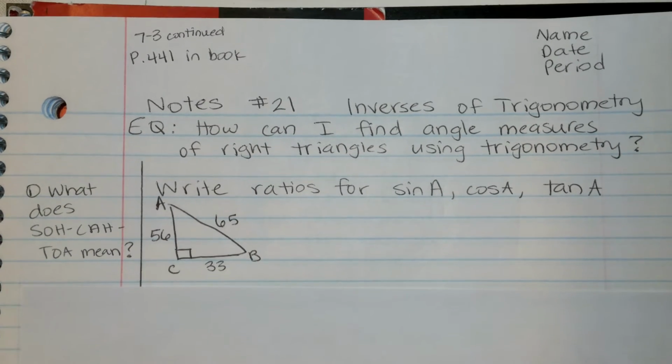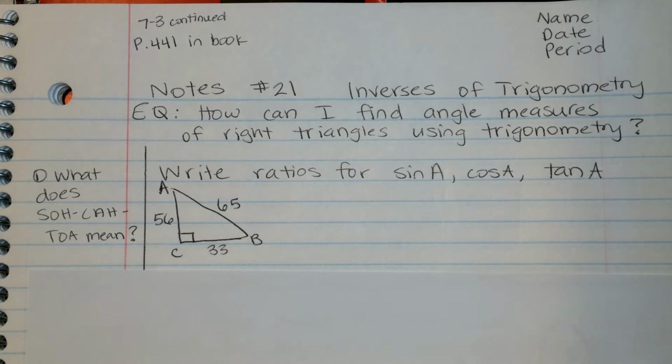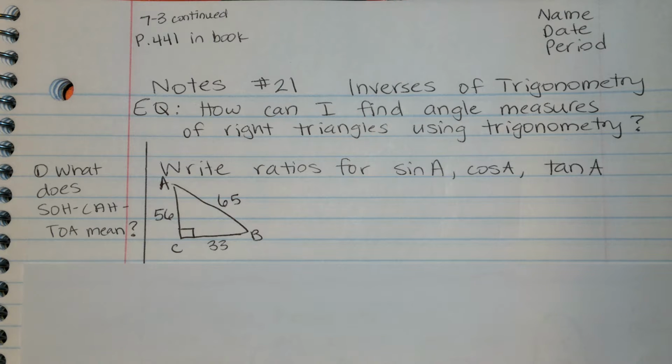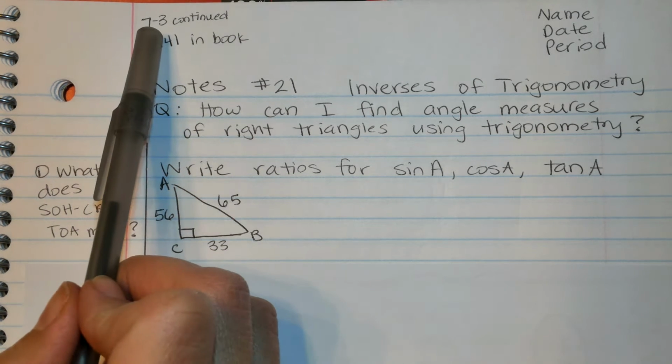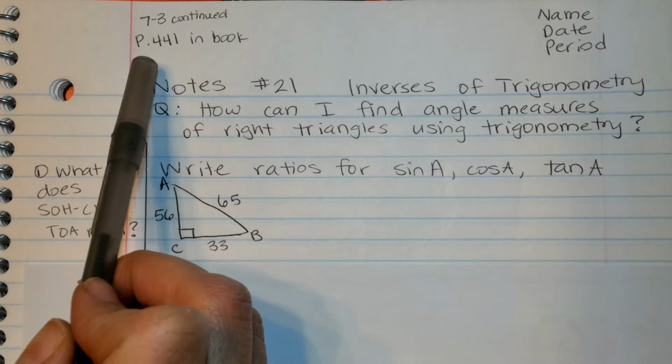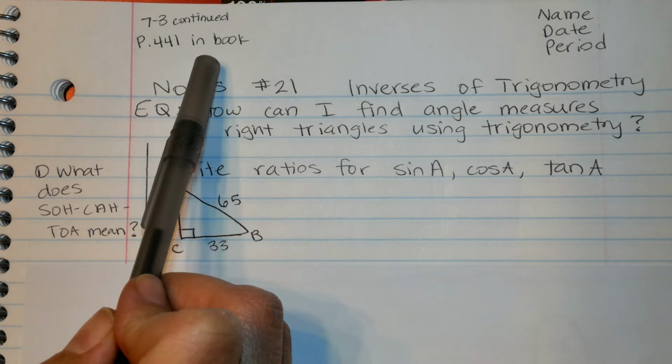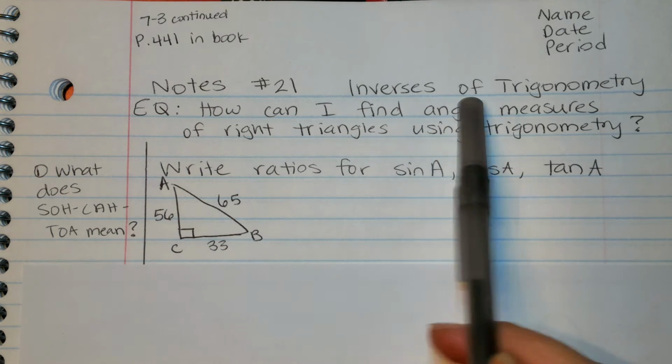These are your second set of notes for this week. Notes number 21. These are actually continuing in the same section as we had notes earlier at 7-3, but we're doing something a little different. So it's starting on page 441 in the book. We're doing inverses of trigonometry.